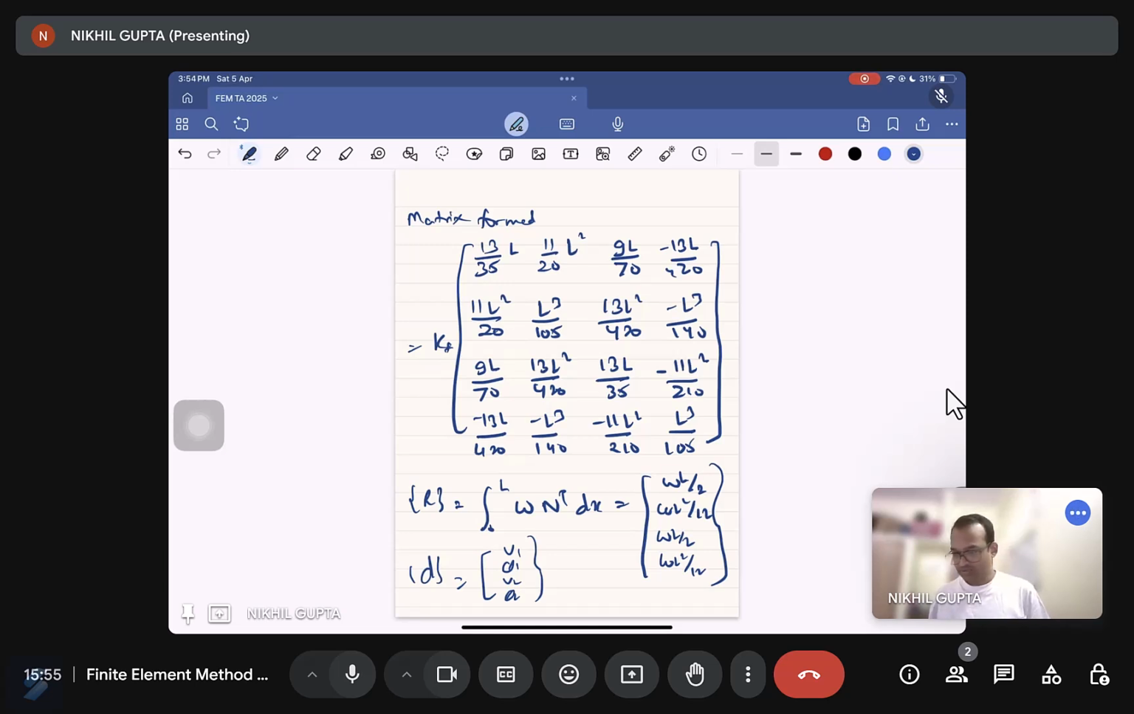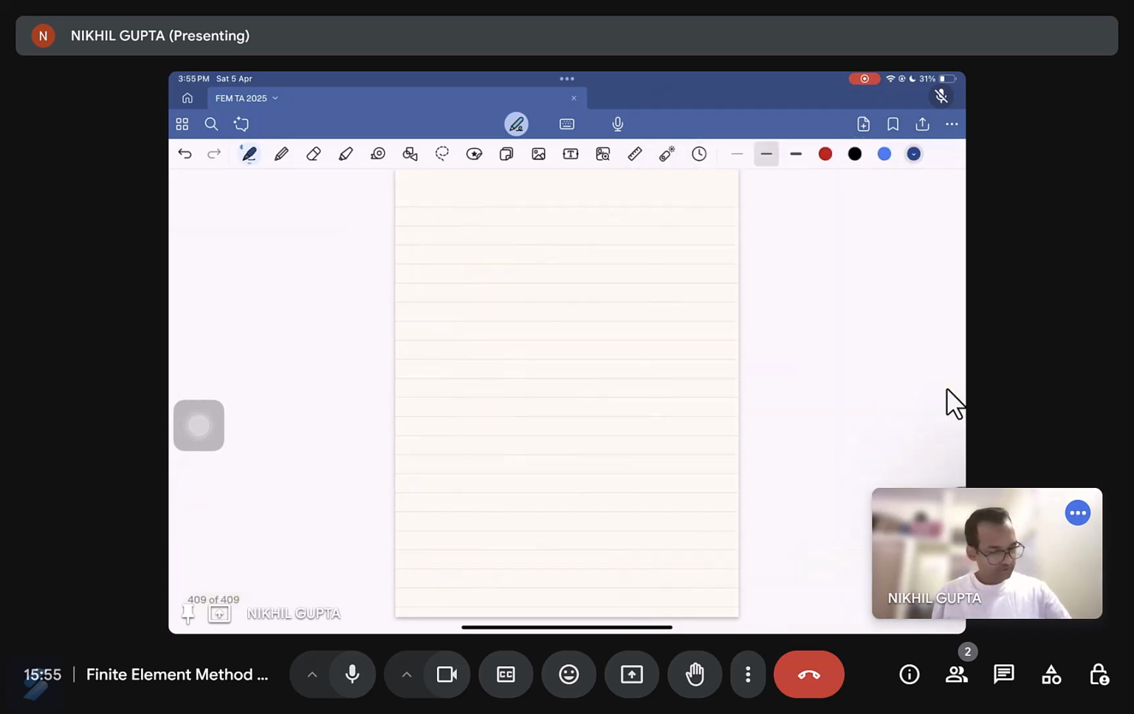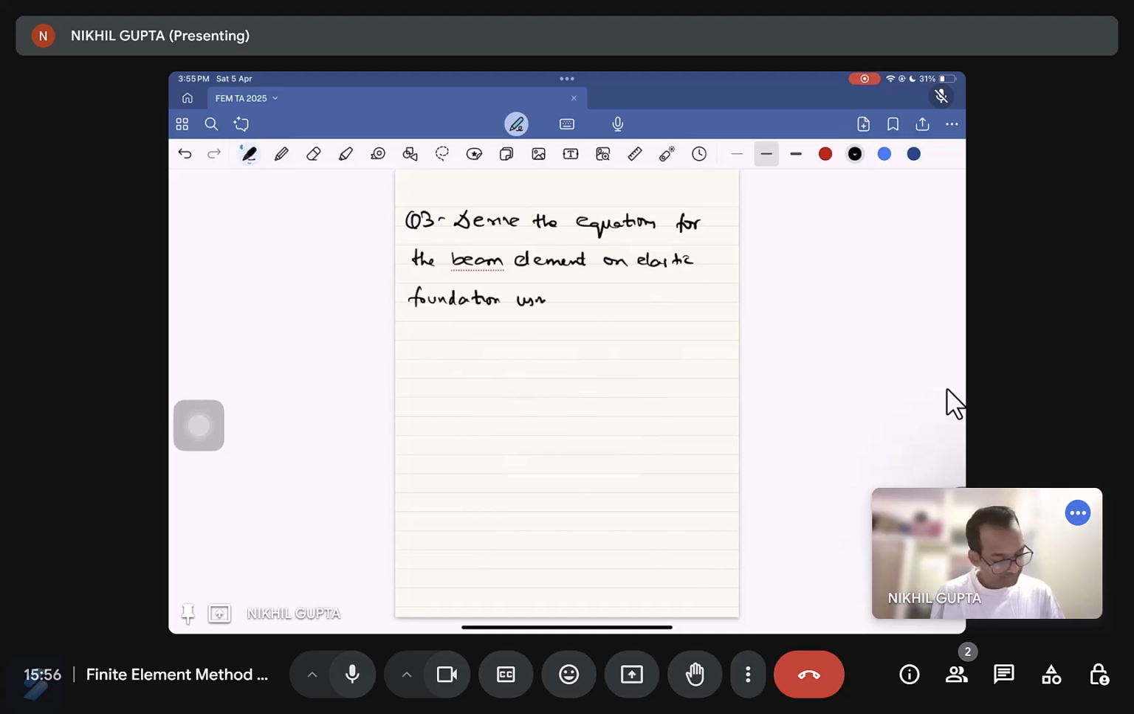Okay, so let's see what the next question is. The next question says, derive the equations for the beam element on elastic foundation using Galerkin's method.